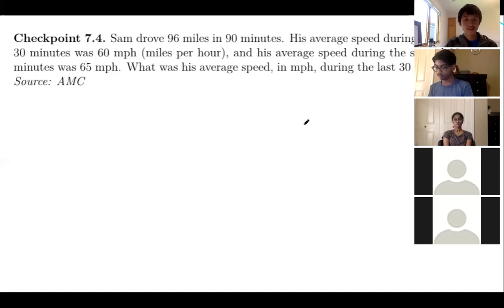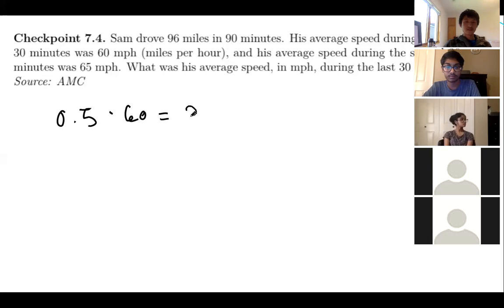Yeah, I think 67 is correct. So let's say Sam drives 96 miles in 90 minutes, and we're trying to find the average speed during the last 30 minutes. So we know that he has to drive 96 miles. In the first 30 minutes, he will drive 30 minutes times 60 miles per hour. So 30 minutes is half an hour times 60 equals 30 miles. So first he drives 30 miles.